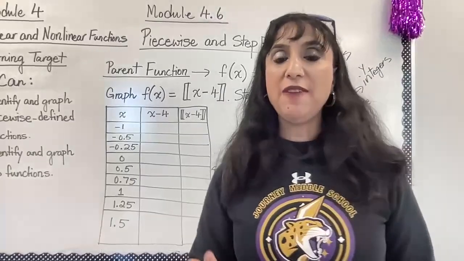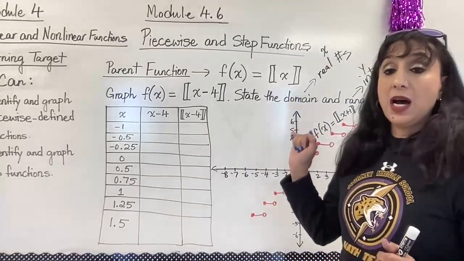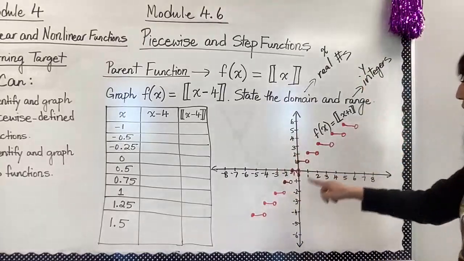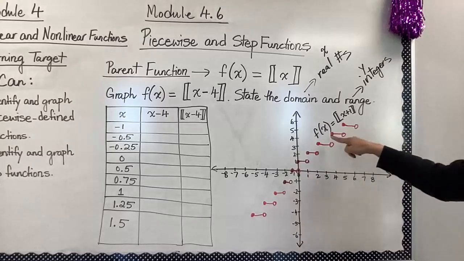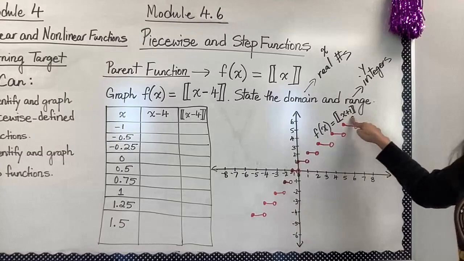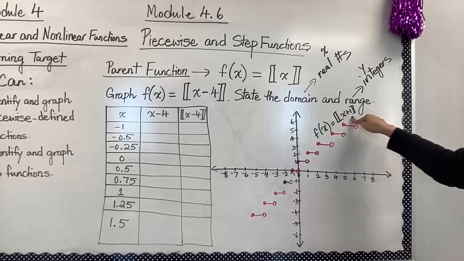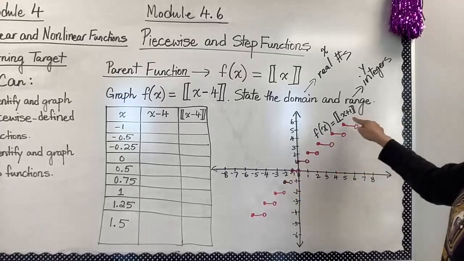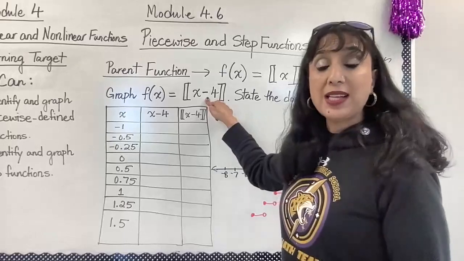So we just graphed f of x equals floor of x plus 1, and this is the graph that I got with that one, the step function graph. Okay, so let's go ahead and do another one, and I'm going to leave this graph so that you can compare. This was plus. Now this is saying x minus 4.